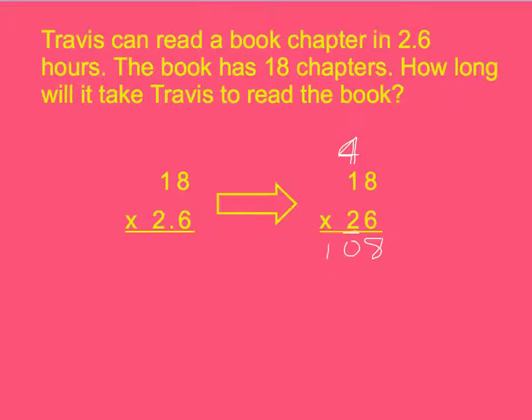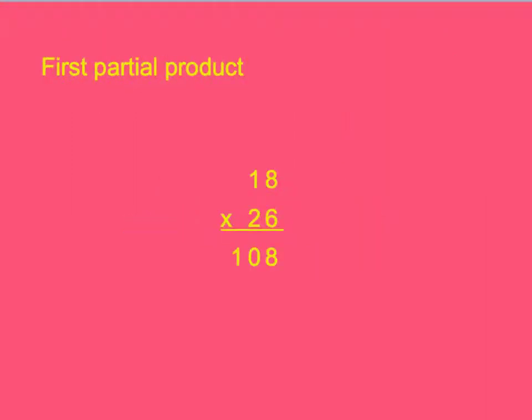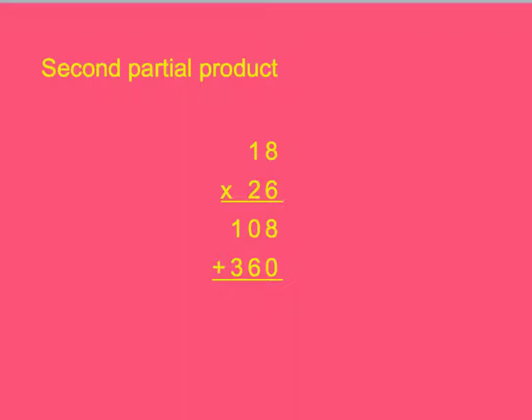Now I need to move over to the tens place where my 2 is. I have my first partial product, and I'm ready to find my second partial product to help me get to the final answer. I'm going to put my 0 here because I'm moving over to the tens place, over here with the 2. Then 2 times 8 is 16. Put my 6 down, carry my 1. 2 times 1 is 2, plus the 1 above is 3. Now I have my second partial product, and I'm ready to add those two together to find my final product.